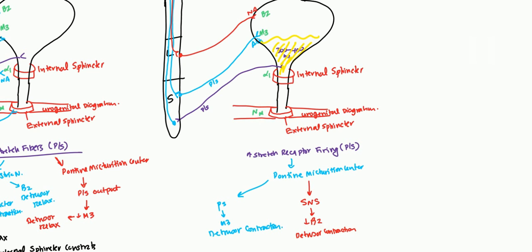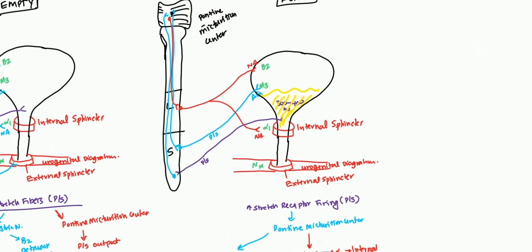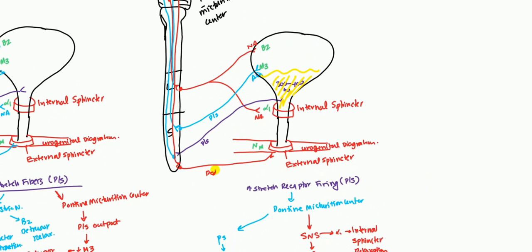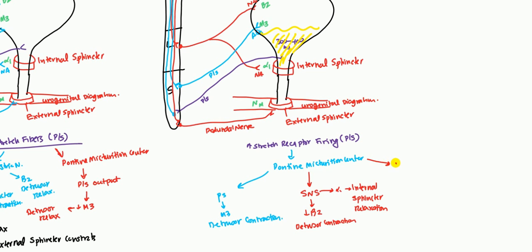And just like before, the sympathetic nervous system also acts on the alpha 1 by releasing noradrenaline. And when you have inhibition of alpha 1, that's going to lead to internal sphincter relaxation. And finally, in order to micturate completely, you have to send an inhibitory signal to the sacral area, and then inhibit the pudendal nerve, and that's going to lead to relaxation of the external sphincter.